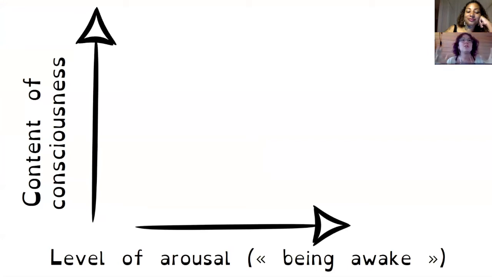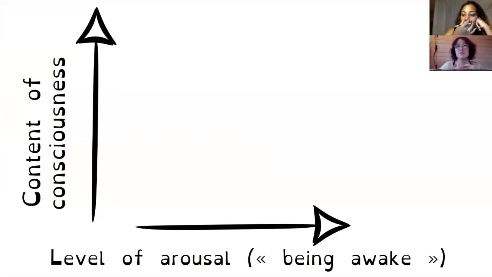Usually when we speak about coma or consciousness impairment, we describe it with two dimensions: the content of consciousness, so that's your awareness of yourself, the environment, all the memory and so on, and also the level of arousal, that's just the state of being awake. So when you're consciously awake, you have both dimensions at the maximum. You have full content of consciousness and a full level of arousal.